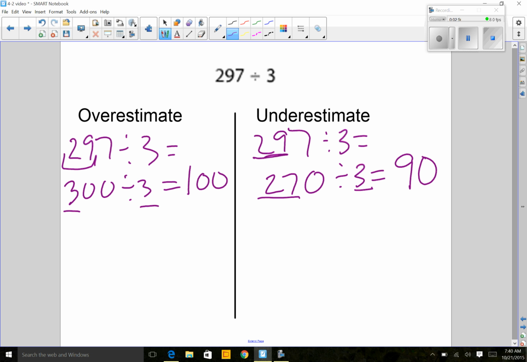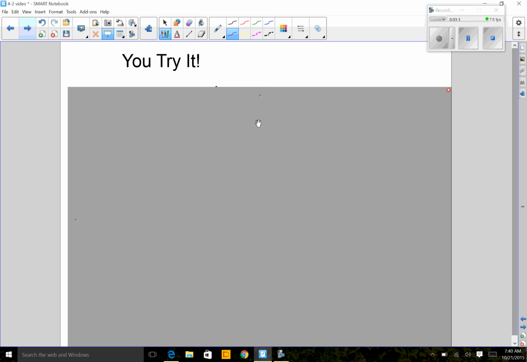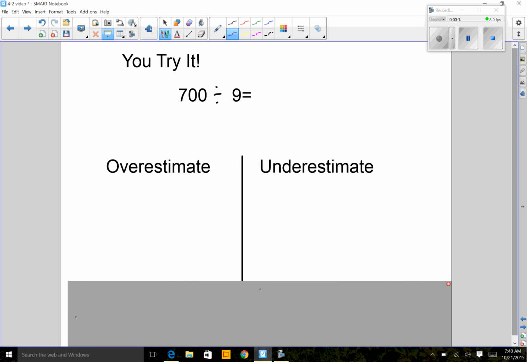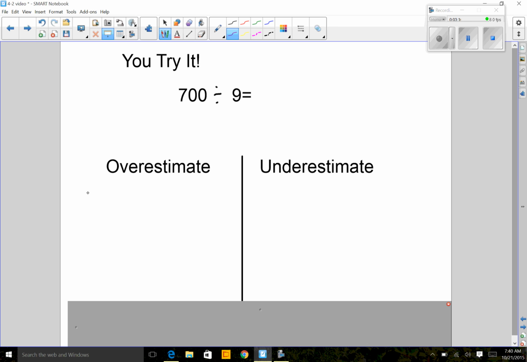That's keeping your divisor the same and looking at the first two digits. If the first digit is bigger than your divisor, you might be able to work with just the first number. But normally you're going to work with the first two numbers and come up with an underestimate and an overestimate. Let me give you one to try: 700 divided by 9.